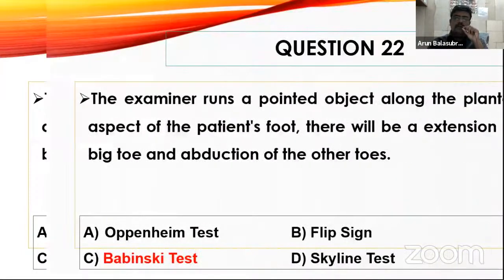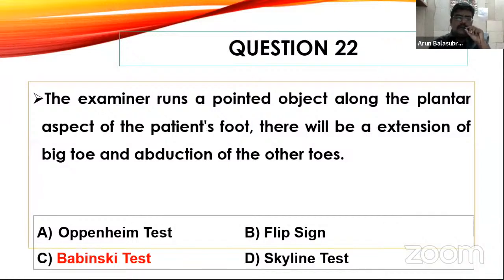It is usually used to identify the upper motor neuron tract symptoms, right? If you do not have a pointed object, my neuro lecturer, a neurosurgeon, used to do it with his car keys. He just used the car key and identified whether there is an involvement of that.